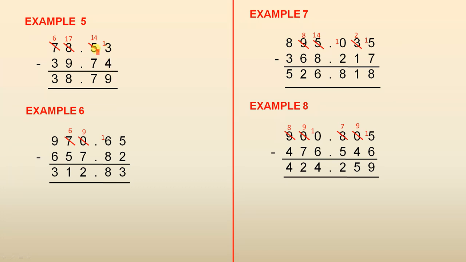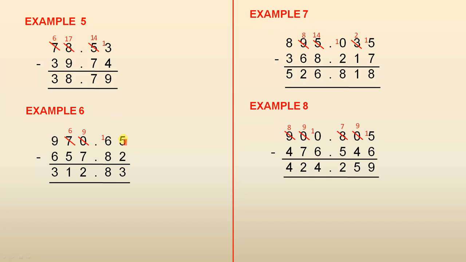13 take away 4 is 9, 14 take away 7 is 7, 17 take away 9 is 8, and 6 take away 3 is 3. That's the 1 over 10 column, and that's the 1 over 100 column. But I stress again, trading is done in exactly the normal fashion. Just ignore the decimals, just make sure they're perfectly aligned, and just carry on as per normal with trading.